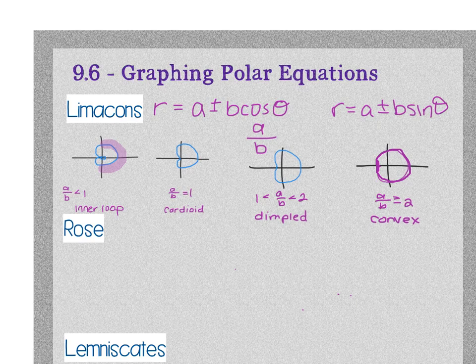If it was symmetric to the polar axis, which is your x-axis, then I would plug in points from 0 to pi and then flip it over the polar axis. If it was symmetric to the pole, then I would know anything that's happening in this first quadrant is going to flip and happen in the third quadrant, okay? But we'll go back to symmetry at the end. Questions on limaçons?